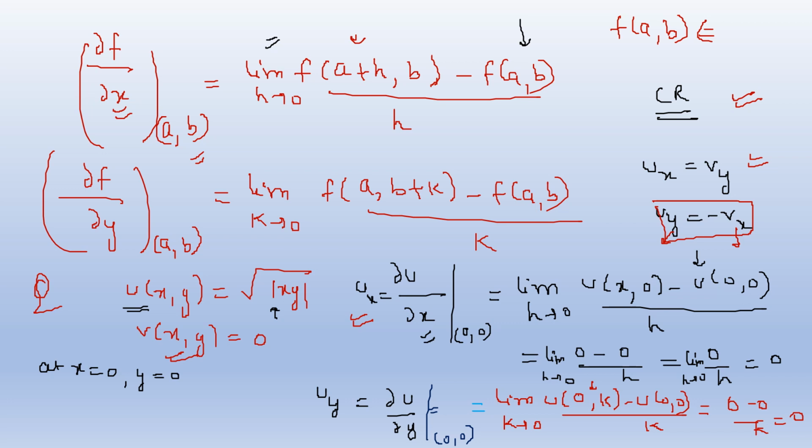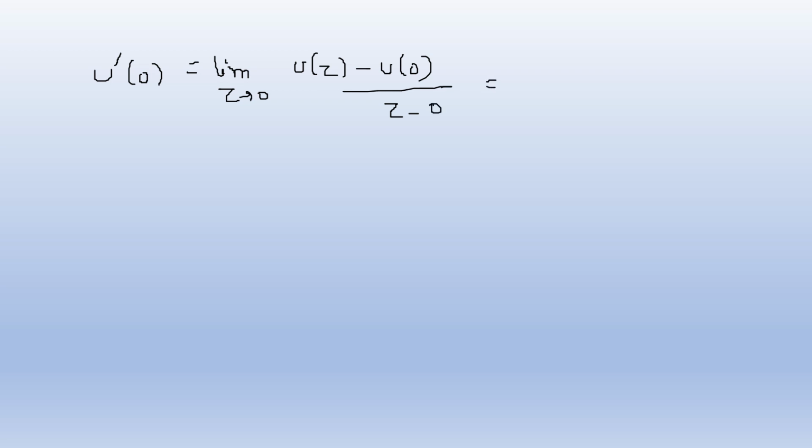Now the second part is to check analyticity. And for analyticity we have to check whether the function is differentiable or not, correct? So how can we check that? Okay, in order to check the differentiability, the formula is f dash at a particular point is limit z tends to 0, the function, its value at a certain point, divided by final value minus initial value. This is how you can find it out.